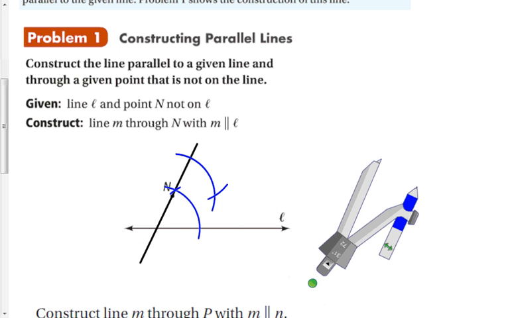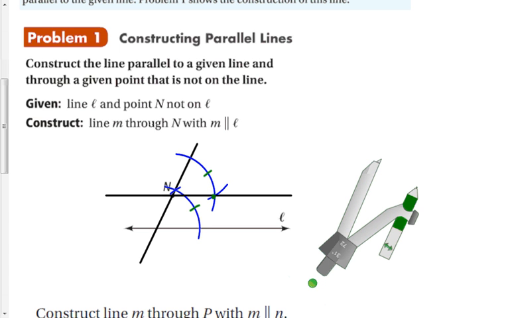And then I can just draw my line through N and through that other point there, where the two arcs intersect. And by doing that, I have ensured that this angle and this angle are the same, and those are corresponding angles. And if corresponding angles are congruent, then the lines will be parallel.